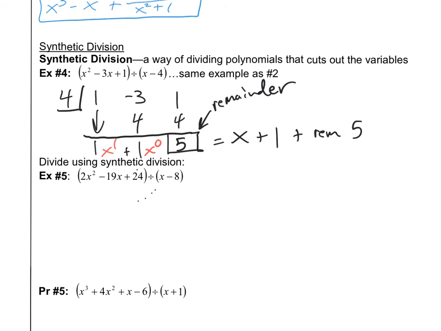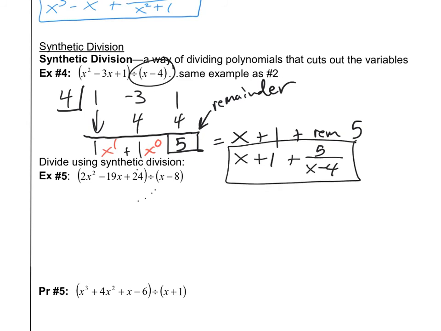Or we could also say, remember, x plus 1 plus 5 over whatever we divided by, which was x minus 4. And if you take a look on the previous page, that's the exact same answer that we got. So this is synthetic division. As you can see, it's a little bit smoother, a little bit cleaner, a little bit quicker. But for now, we're only doing synthetic division where the coefficient of what you're dividing by is 1. See how those are all 1s? If that becomes like a 2 or a 3, you could still do synthetic. There's just some extra steps to think about.